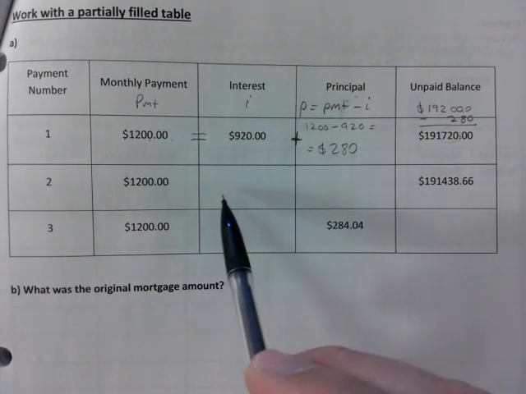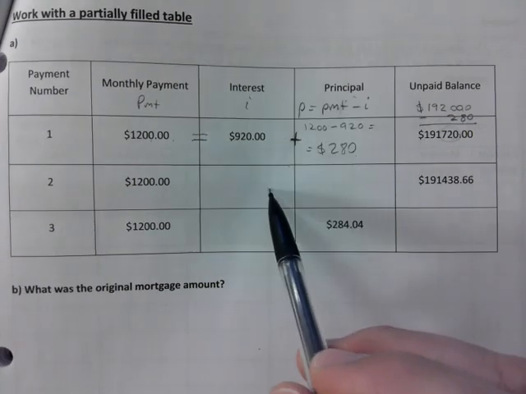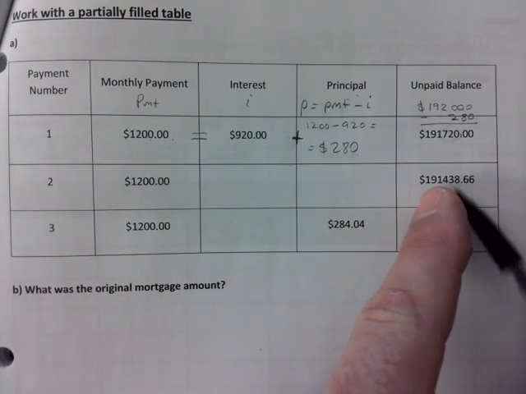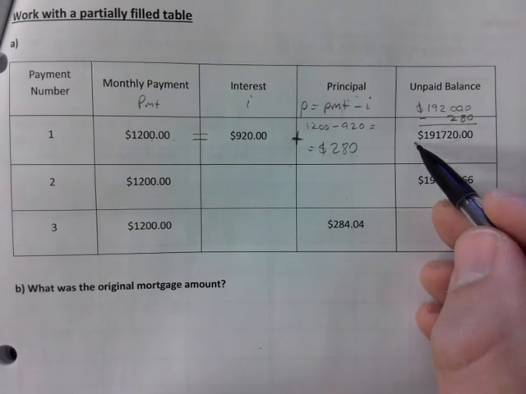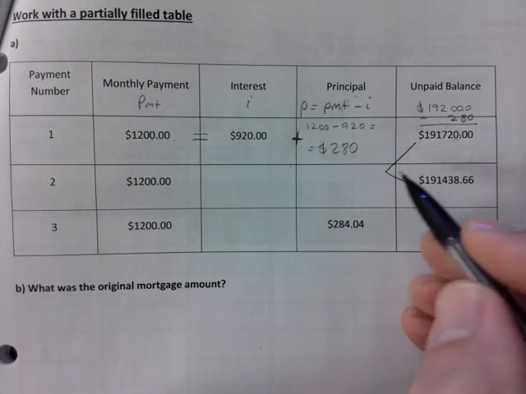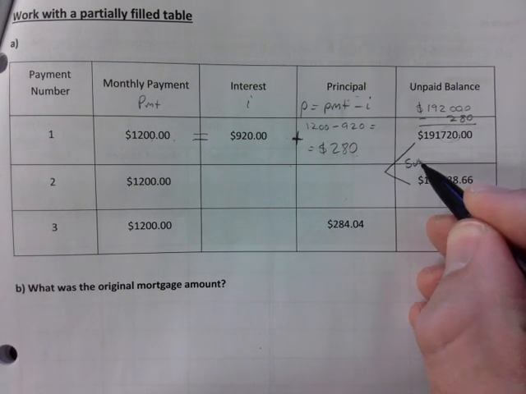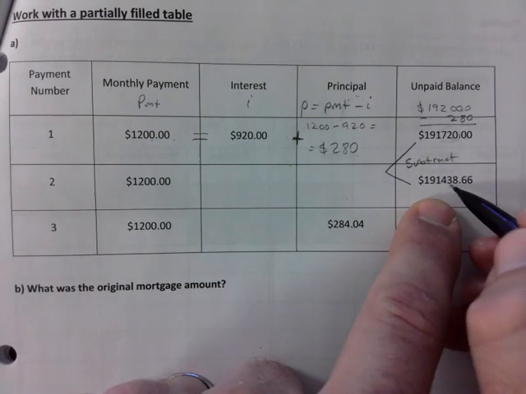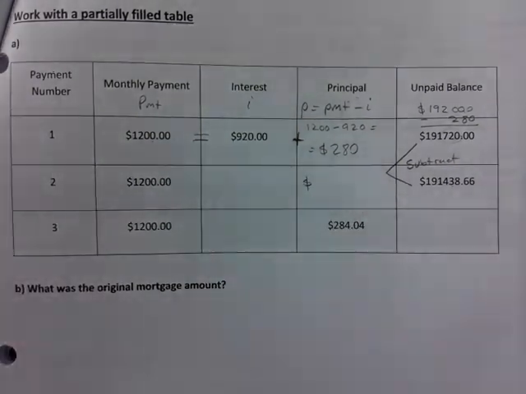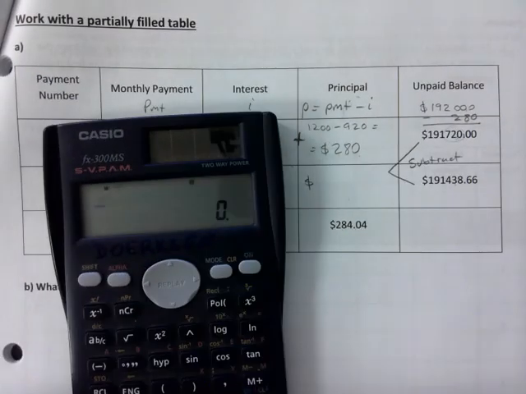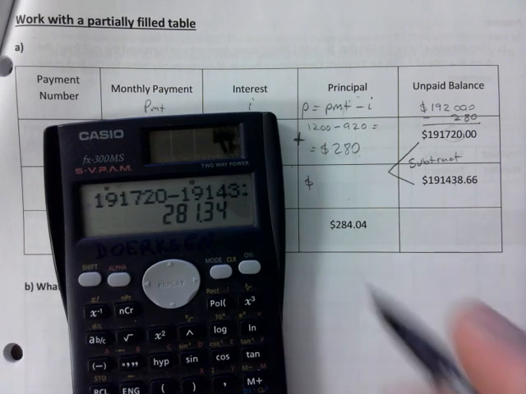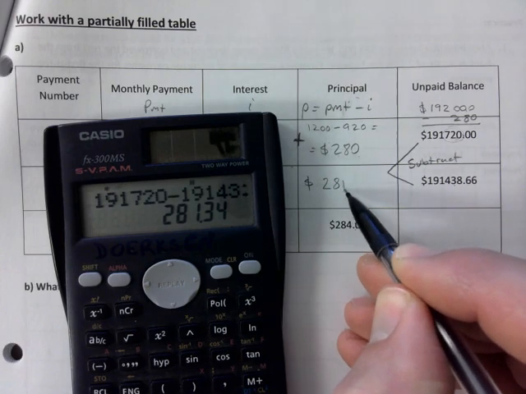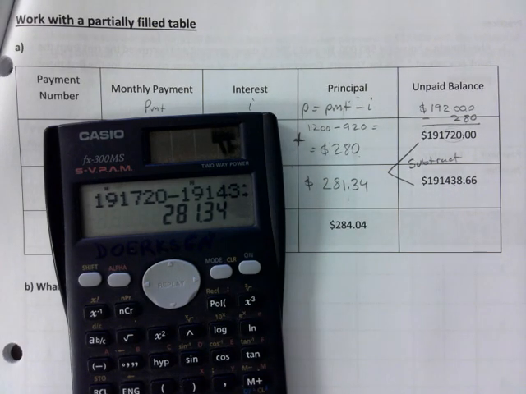And then this one is the trickiest one of all. When you have two blanks, then you need to go back here and subtract the two, right? So I'm going to subtract these two to give me that. Let's go ahead and use our calculators for it. 191,720 minus 191,438.66. That's 281.34. Hold on. Does it make sense?